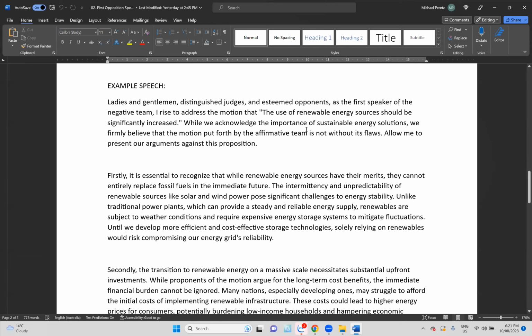While we acknowledge the importance of sustainable energy solutions, we firmly believe that the motion put forth by the affirmative team is not without its flaws. So we're acknowledging that, yeah, they raise a good point, but there's a lot of problems with it that they haven't mentioned. So we're going to mention these problems, so you believe us more than you believe the proposition team.